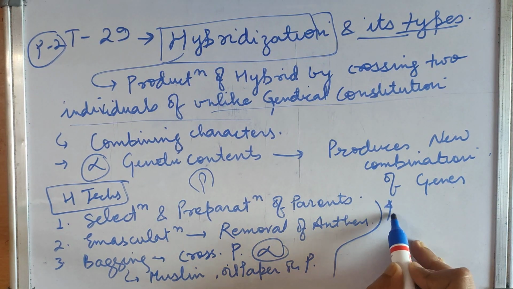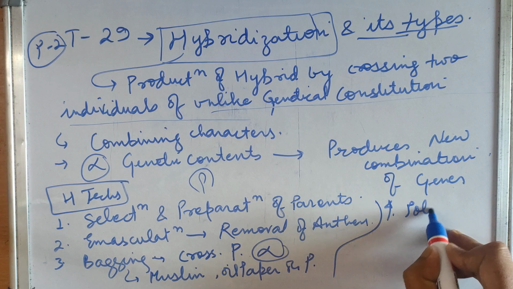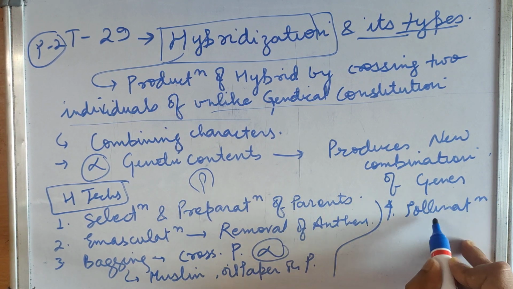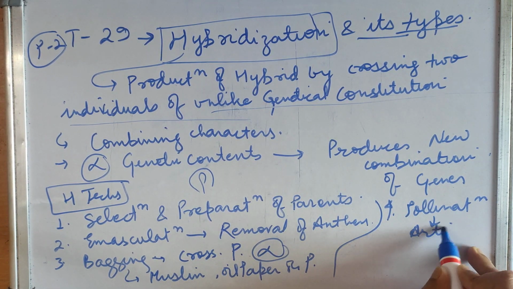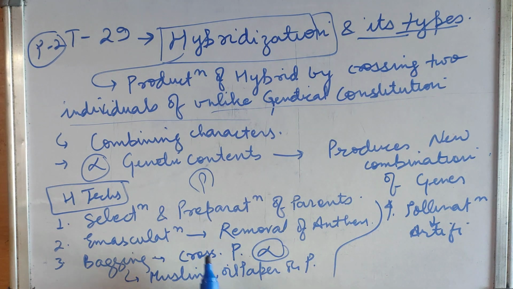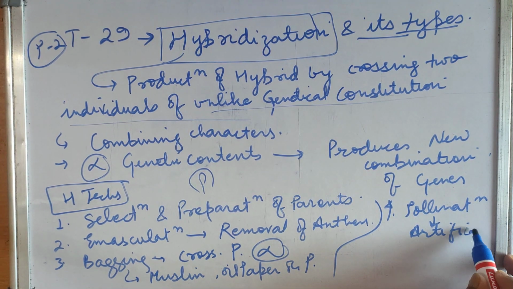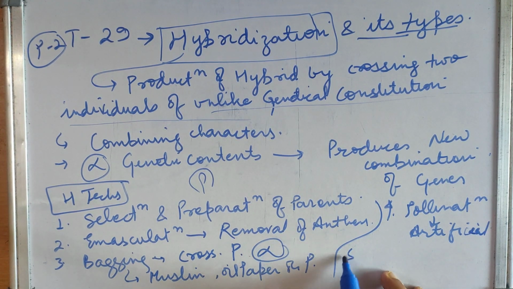Then number 4, we do pollination. And what type of pollination? We do artificial pollination here because we have already removed the anther, and we also did bagging, so there is no chance of natural pollination.